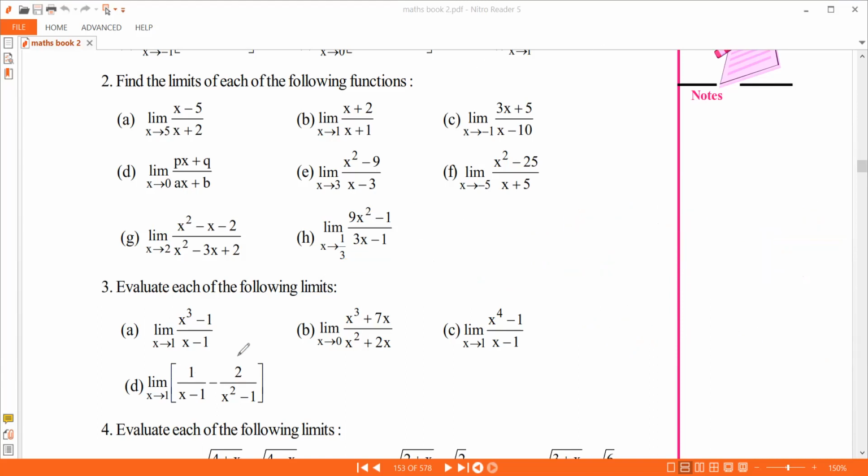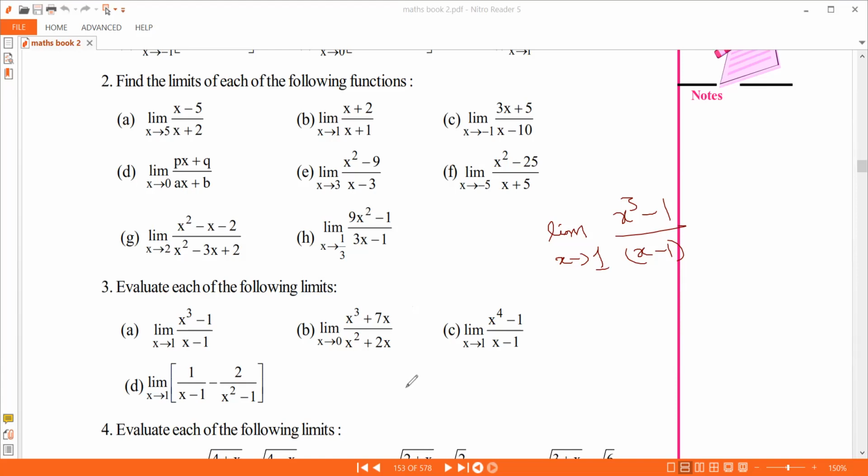Now, do this: evaluate the limit as x tends to 1 of (x cube minus 1) divided by (x minus 1). This is easy. Putting in x equal to 1, you get 1 minus 1, or 0, in both numerator and denominator, which is 0 by 0.